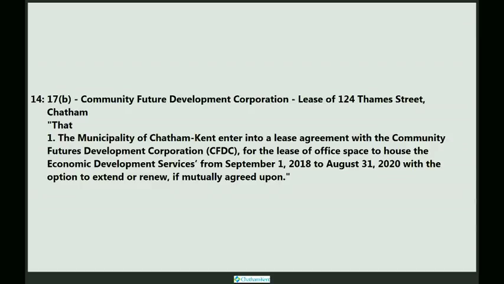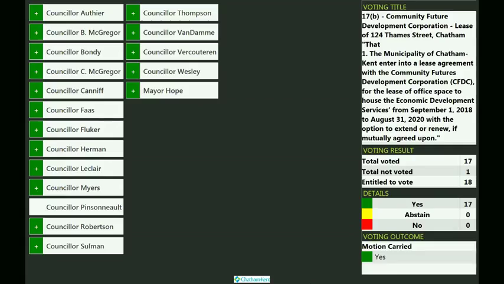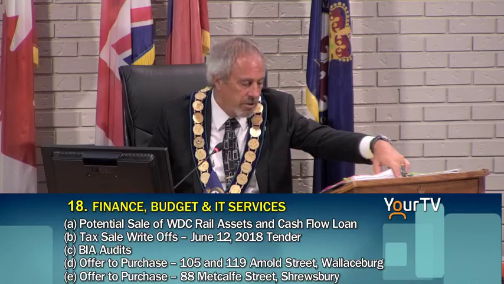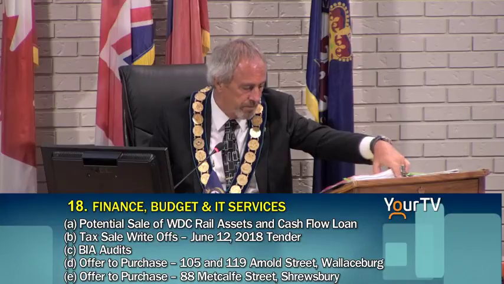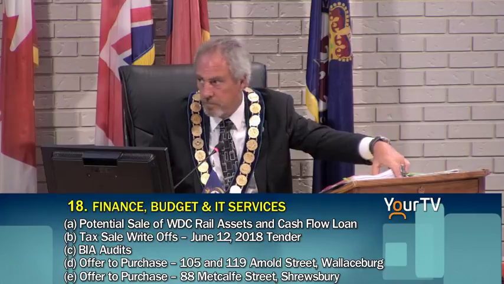I'll turn to the clerk. All votes are in. Motion passes 17-0. Our next item is Finance, Budget, and Information Technology Services, and let's deal with the first item. Item 18A, potential sales of WDC rail assets and cash flow loan.